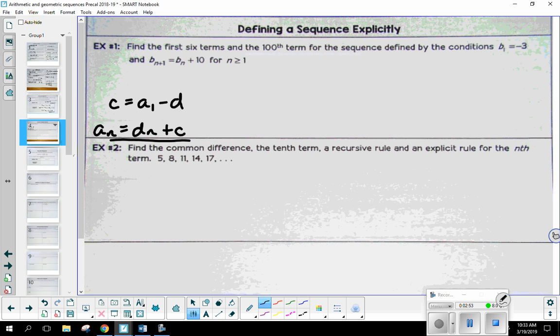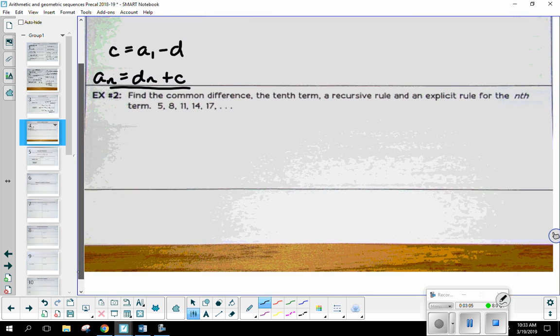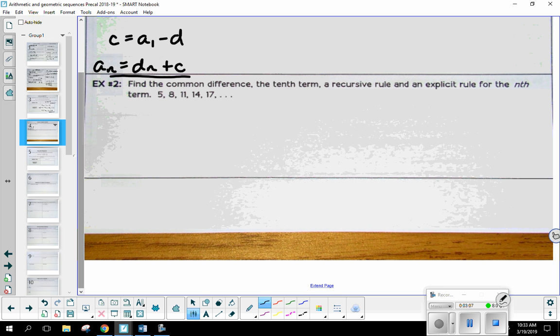Okay, so we are on number 2. Find the common difference, the 10th term, a recursive rule, and an explicit rule for the nth term: 5, 8, 11, 14, 17, dot, dot, dot. Okay, so let's go ahead and number these so we can keep track of everything. So let's say the first part is the common difference, 2 is finding the 10th term, 3 recursive, and 4 explicit. Okay, well, how am I going to go ahead and figure out what the common difference is?